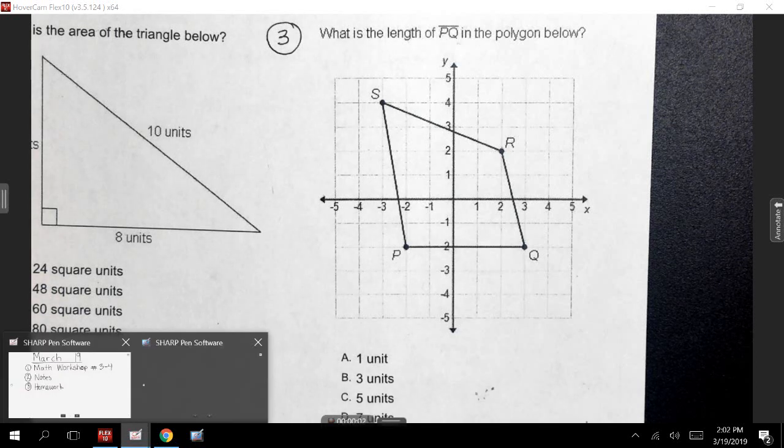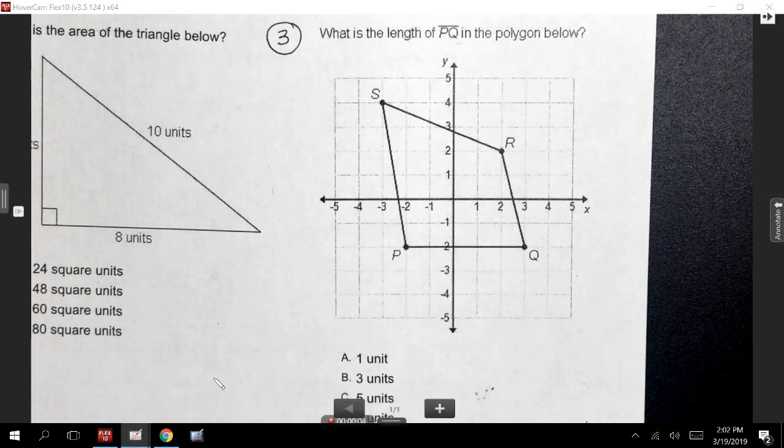On number 3, what is the length? Remember, we're looking for PQ, so we're just going right across here. What is the length of PQ, Jonah? 5 units. 1, 2, 3, 4, 5. We counted out. We get 5 units. Mark 5. Let's keep moving.